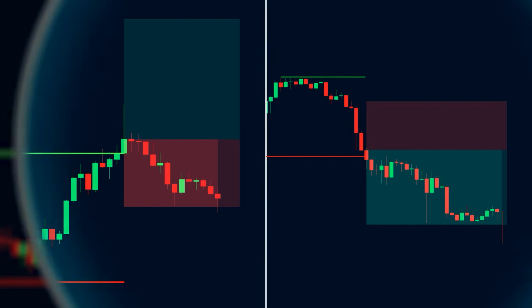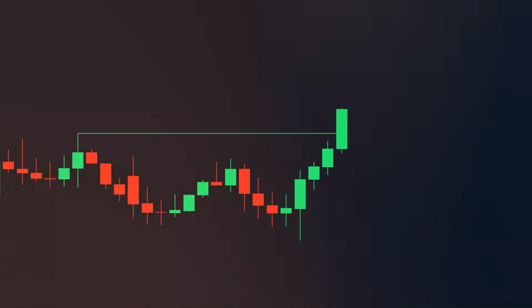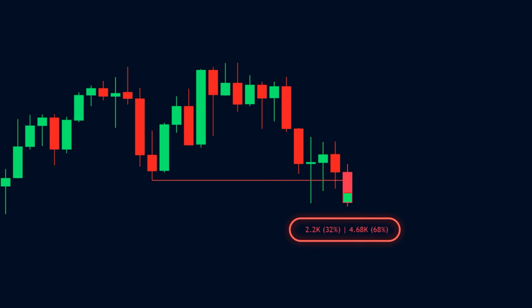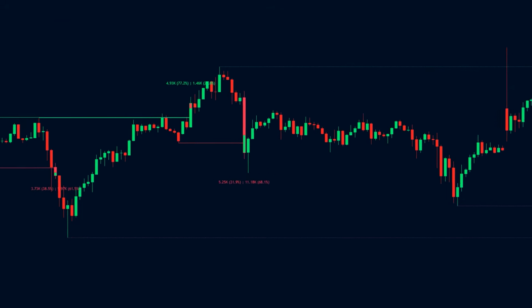The problem is that price alone doesn't show conviction. It doesn't show who actually controlled the breakout. That's where breakout volume delta changes everything. It reveals the buying and selling participation inside the breakout candle itself, so weak breakouts stand out from strong ones instantly.